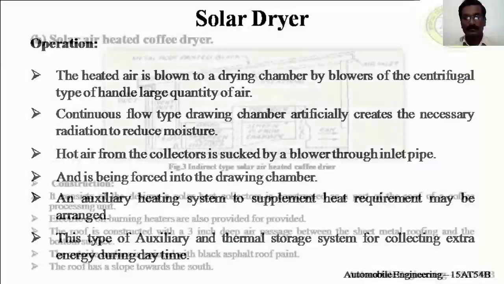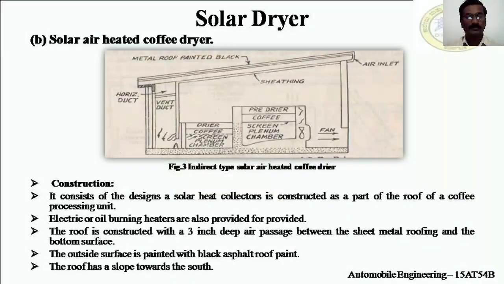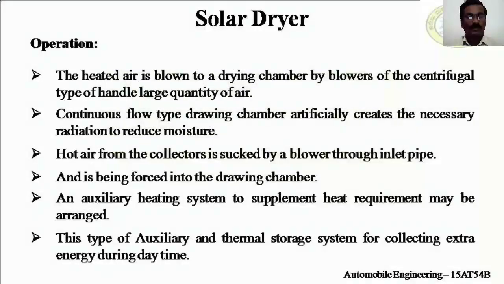How do these systems operate? The heated air is blown to a drying chamber as shown in the first figure. The blower is of the centrifugal type to handle a large quantity of air. The continuous flow type drying chamber artificially creates the necessary conditions to reduce the moisture.